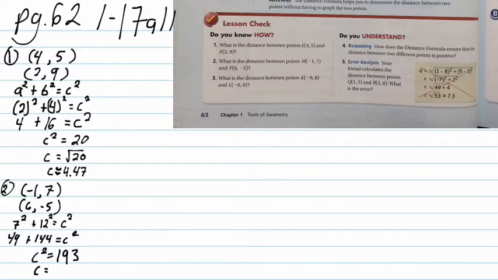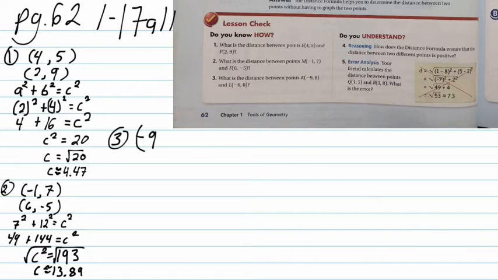Alexis? 13.89. Do you guys agree? Let's see if I agree. Yep. 13.89. And again, that's an approximation, but that's going to make more sense to us than square root of 193.